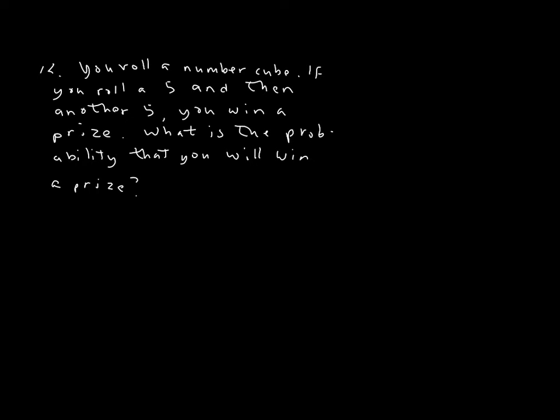Number 12, you roll a number cube. If you roll a 5 and then another 5, you win a prize. What's the probability that you'll win the prize? There are 6 outcomes when you roll a number cube, so the probability that you get a 5 on a single roll is 1 out of 6. The outcome of the second roll has nothing to do with the outcome of the first roll, so these are independent events, and you multiply them together to find the probability they happen back to back. So the probability of winning is 1 out of 36.